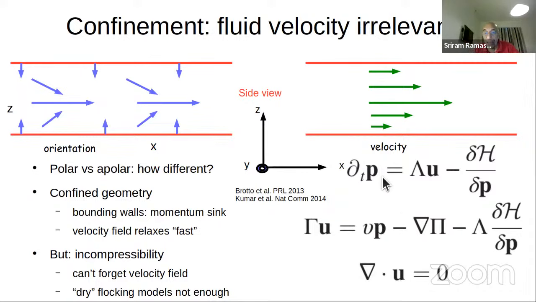What is my prescription next? I'll neglect inertia as I have already done here and solve for U in terms of P. Take that solution, plug it in here, get an effective dynamics of P. What I find is hugely surprising. Basically, the incompressibility creates a funny long-range constraint.